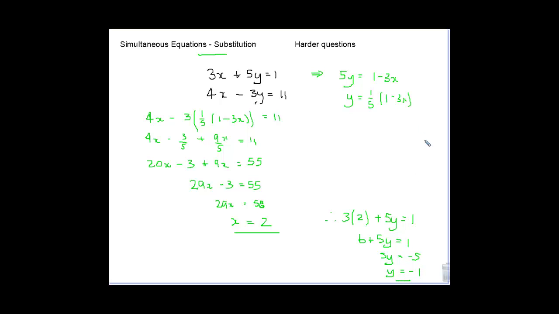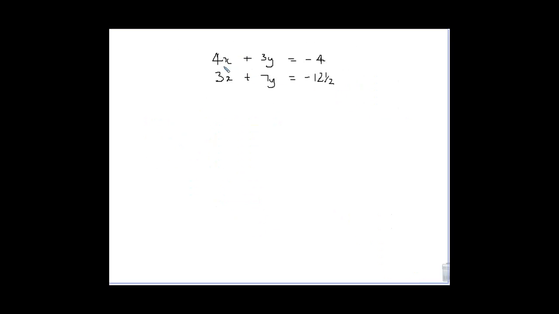Again, sub it back into any of those. So you can sub it into that equation, any of those, because all those three are the same equation. But even into that one, and we'll solve them simultaneously. Let's have a look at another problem. So this time 4x plus 3y is equal to minus 4.